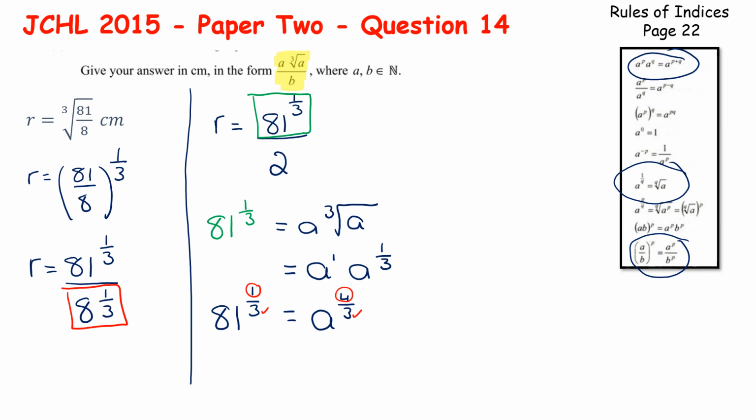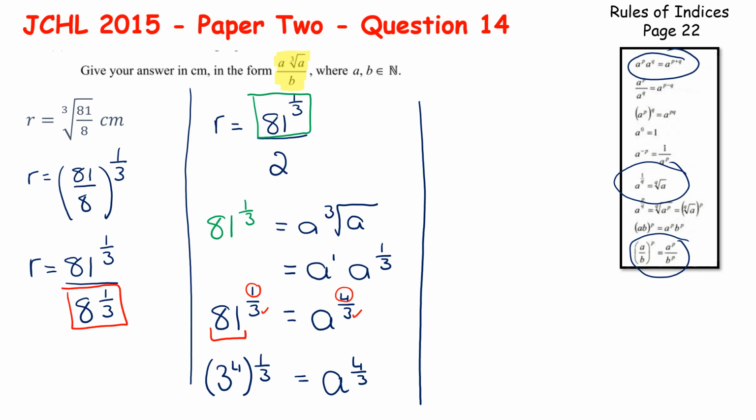So could I break this 81 into something to the power of 4? So this is a little bit of trial and error. So what divides into 81? So 3 will divide into it. So if we try, it's definitely not 3 to the power of 1, 3 to the power of 2. It could be 3 to the power of 3. So if you want to try 3 to the power of 3, that's 27. 3 to the power of 4. So 81 is actually 3 to the power of 4, and that's all to the power of a third. And that is a to the power of 4 over 3.